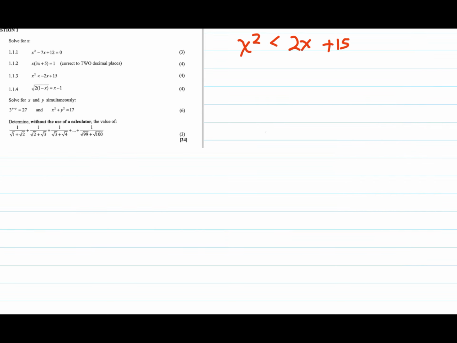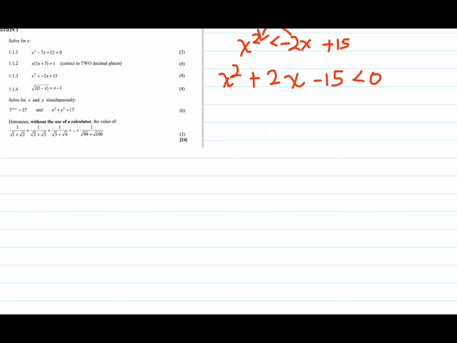So we're solving 1.1.3 and we have an inequality. So what we do is we'll treat it just the way you would, so it's a minus there, just the way you would an equation. And so you would move the 2 to the other side of the inequality there. It's going to be 2 plus 2x. And the 15 is going to be minus 15 is less than 0.